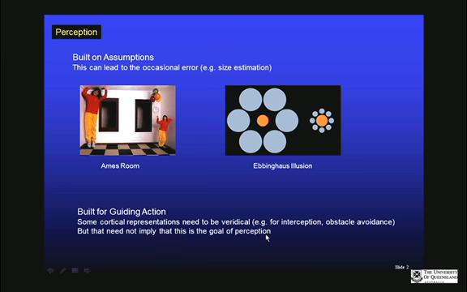In other words, we may have a system that is good for doing motor behavior like interception, obstacle avoidance tasks, whatever, but that may not actually be what perception is all about, because he would argue for a dissociation between the things we're conscious of and things that we perceive and representations that we use to act.